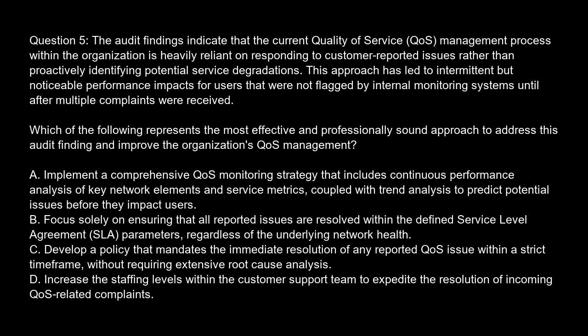Option A. Implement a comprehensive QoS monitoring strategy that includes continuous performance analysis of key network elements and service metrics, coupled with trend analysis to predict potential issues before they impact users. Option B. Focus solely on ensuring that all reported issues are resolved within the defined service level agreement (SLA) parameters, regardless of the underlying network health. Option C. Develop a policy that mandates the immediate resolution of any reported QoS issue within a strict timeframe, without requiring extensive root cause analysis. Option D. Increase the staffing levels within the customer support team to expedite the resolution of incoming QoS-related complaints.